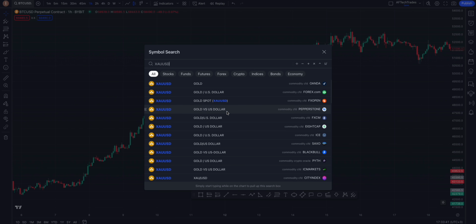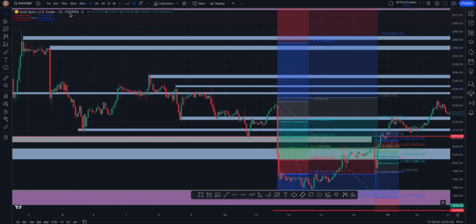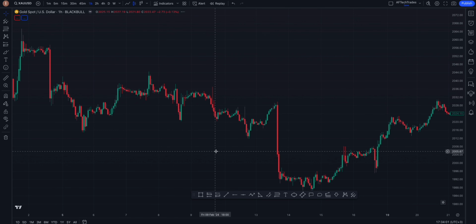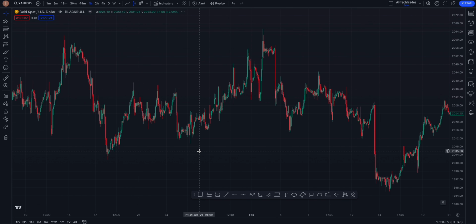Let me pick any of these brokers. I use O&O most of the time. Let me look at FX Open. Oh, I have some tools here. Let me look for another one that is plain. I can use Blackpool. Yes, this is plain. I deliberately want to use a plain one so that we will understand together what we want to do.